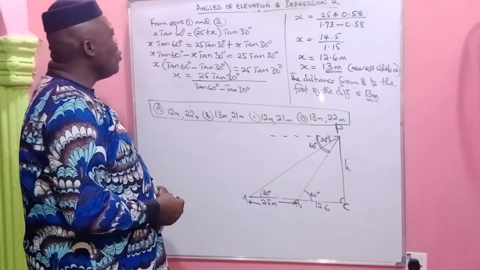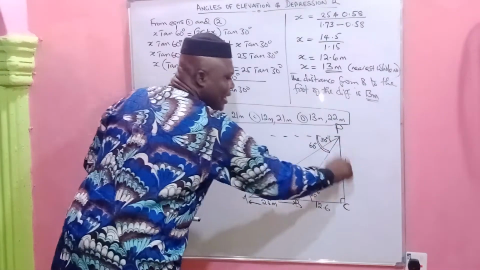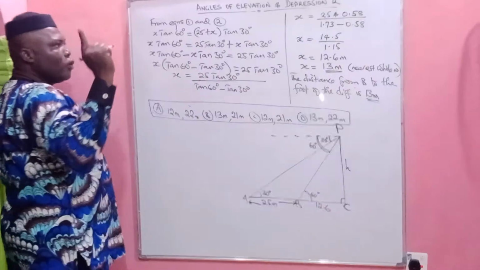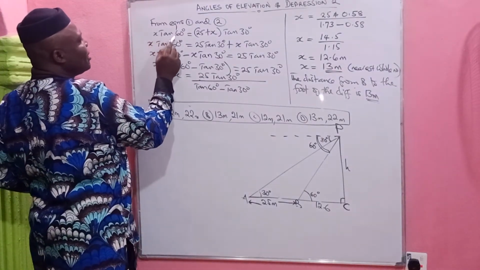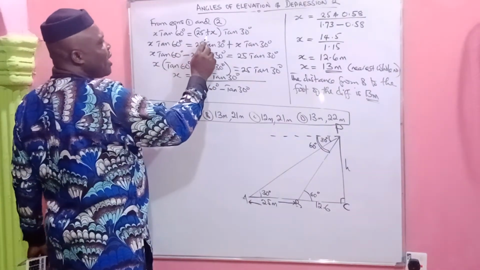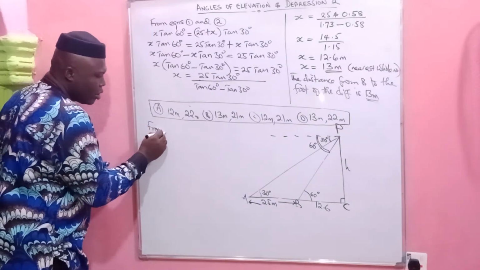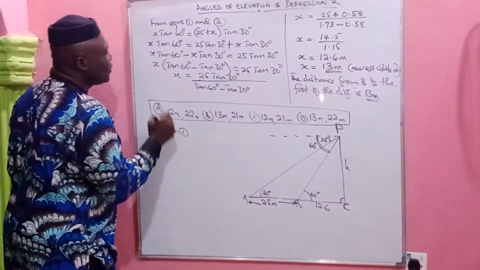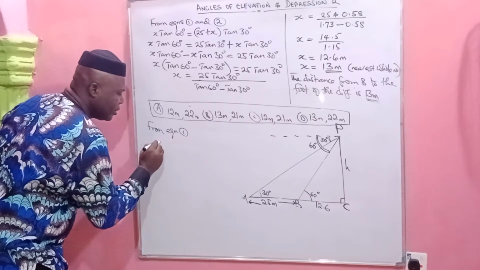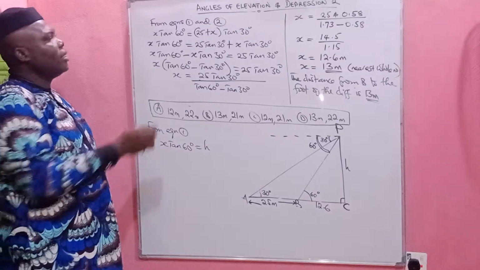Remember that when we considered the small triangle, we defined the height in one of the two equations. In equation 1, we said x tan 60 degrees is equal to the height. And in equation 2, we said 25 plus x tan 30 degrees is equal to the height. So from equation 1, we were told that x tan 60 degrees is equal to the height. That's what we see in equation 1.